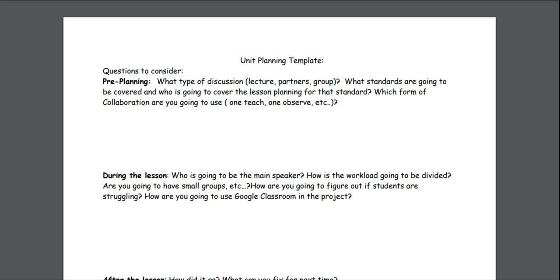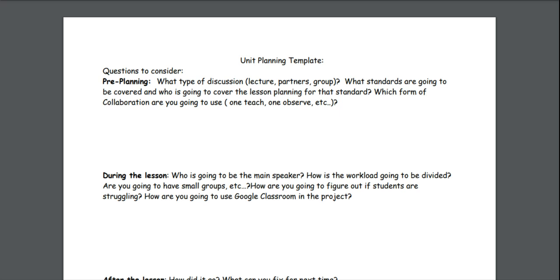And then you want to talk about which form of collaboration you are going to use. As mentioned before, we've talked about one teach, one observe; one teach, one assist; and tag teaming. Depending on the 6 different types from Friend and Cook, it's best that you figure out which one you're going to do and stick with it. Are you going to do centers and rotations? Or are you going to do parallel teaching? It's whatever you want to do and feel comfortable with.